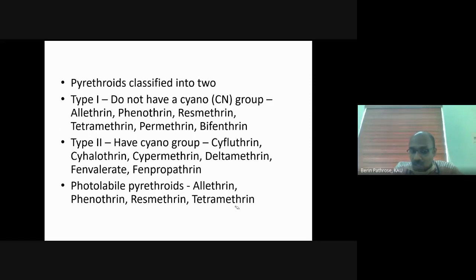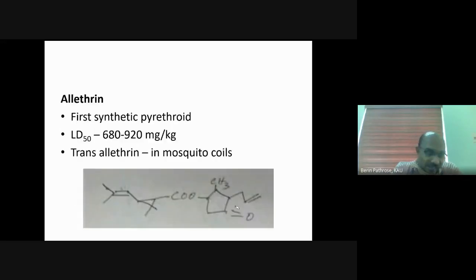Among these pyrethroids, we have the older pyrethroids such as allethrin, phenothrin, resmethrin, and tetramethrin. All are photolabile. These were the first synthesized pyrethroid molecules, and all of them are photolabile, so they are not used in agriculture. Later we got photostable pyrethroids, and all of them are used in agriculture. Coming to the first one, allethrin. Allethrin is the first synthetic pyrethroid. Its structure is similar. Can you identify which acid this is?